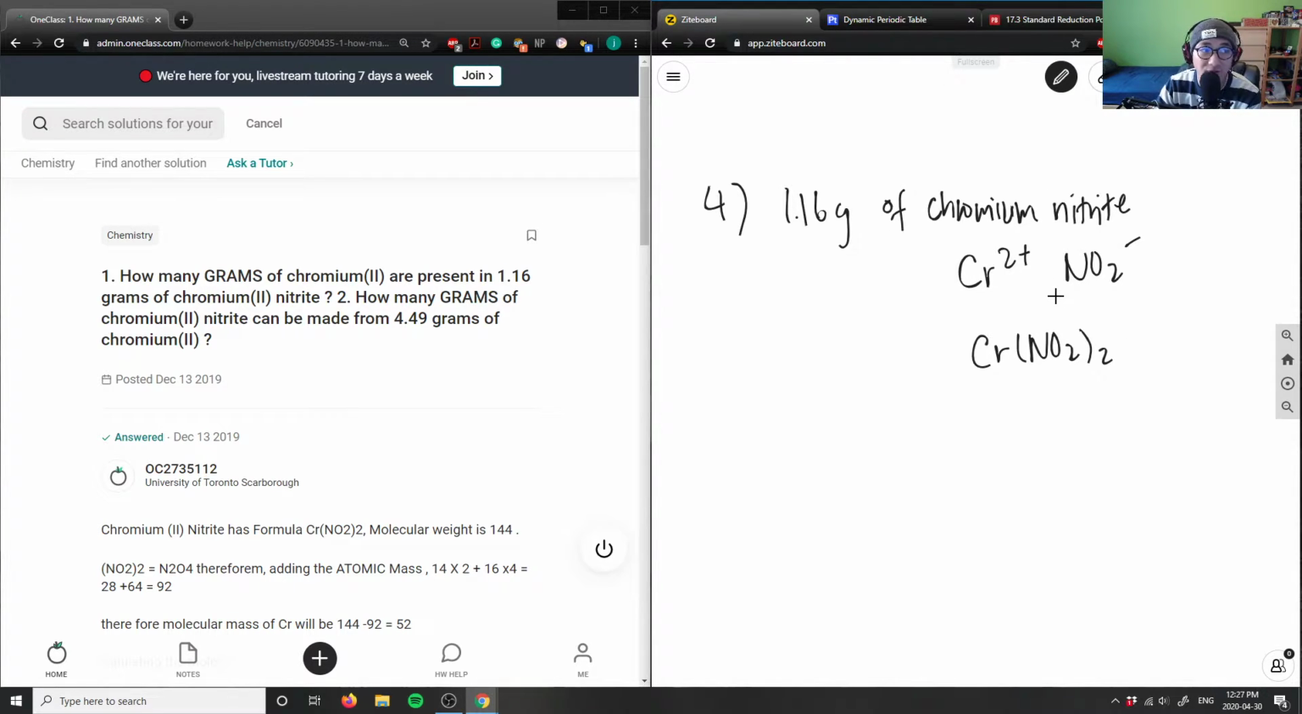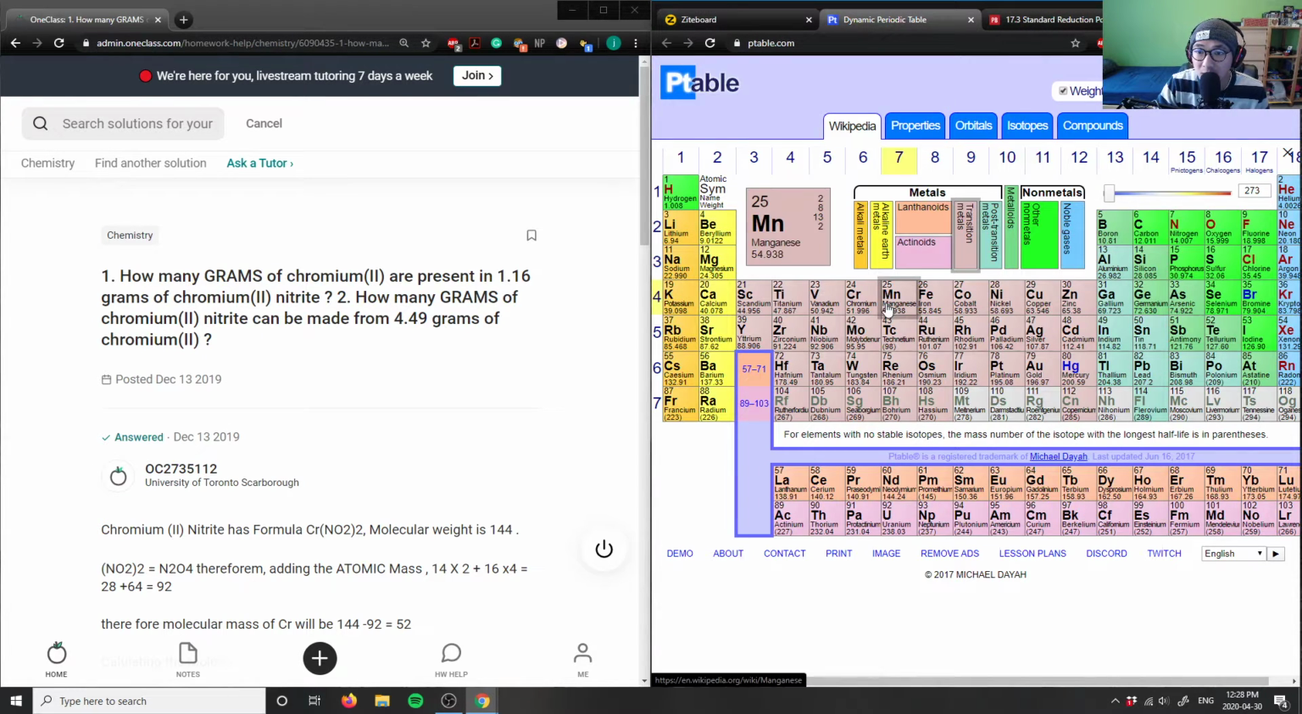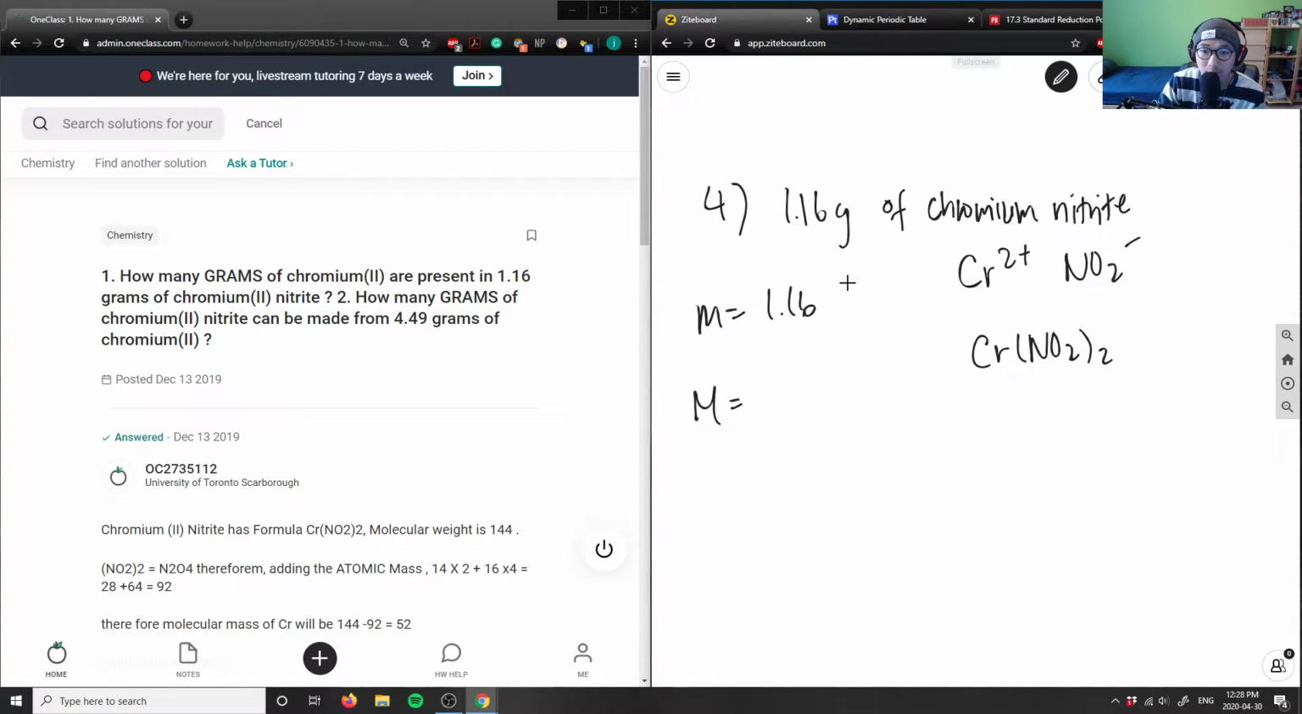So what I'm going to have to do is find the moles of this compound here. So I have 1.16 grams here. So that's my mass here. So mass here is 1.16. I'm going to have to find the molar mass of Cr(NO2)2, right? So the molar mass would simply be chromium, which is 51.996 is my molar mass of chromium. So I'm going to write that down.